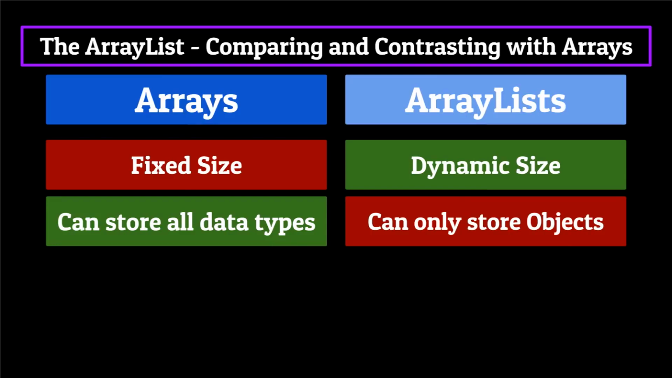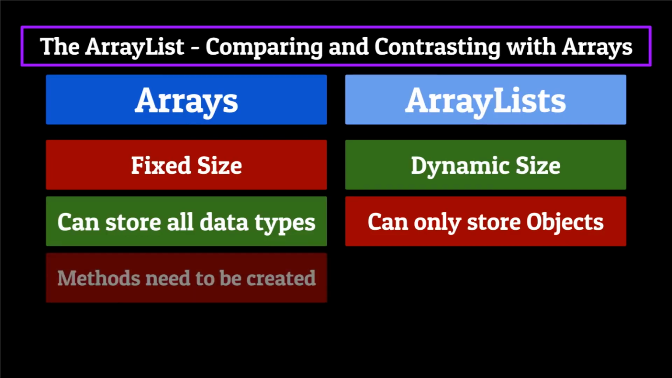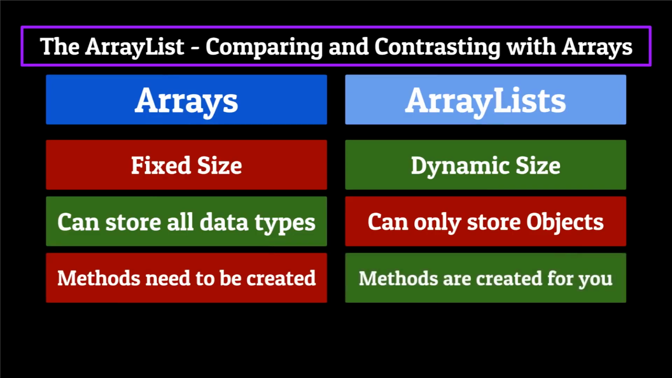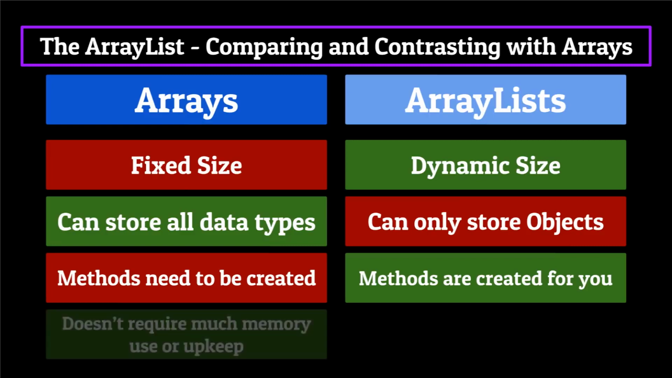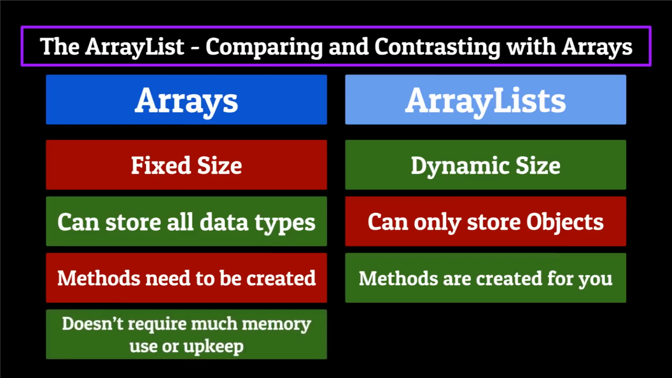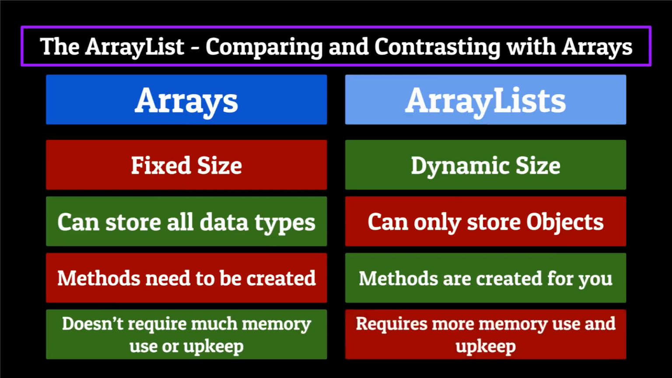Moving on, an array is built into most languages, meaning it doesn't have any methods pre-made for you to interact with or modify it, whereas an array list is its own class, meaning it comes with useful methods to help you utilize it. Finally, an array is very primitive in nature and doesn't require a lot of memory to store or use, whereas an array list is, again, a class, meaning it requires more space and time to use than an array will.